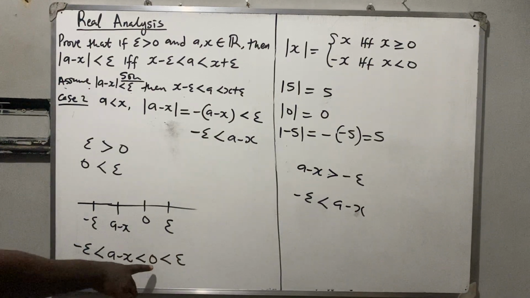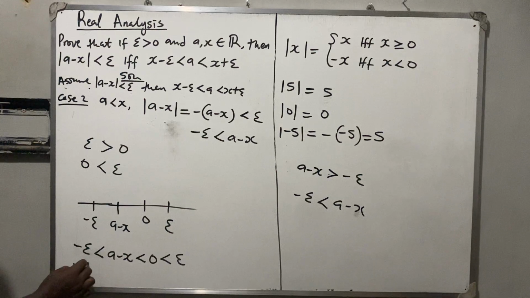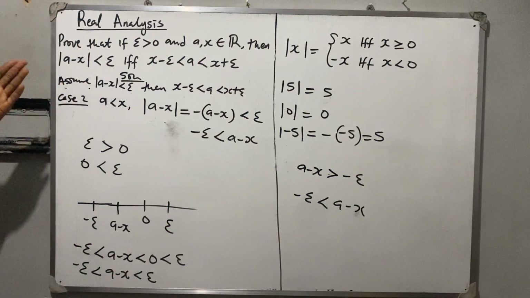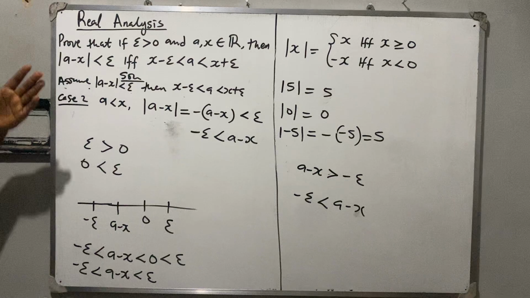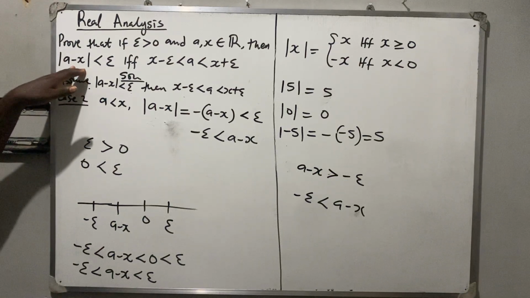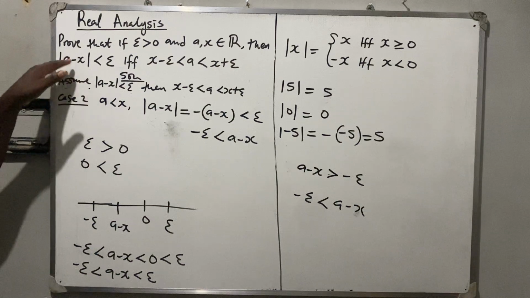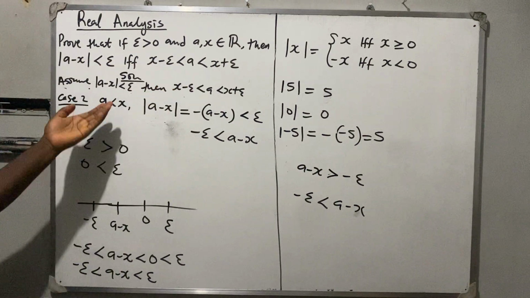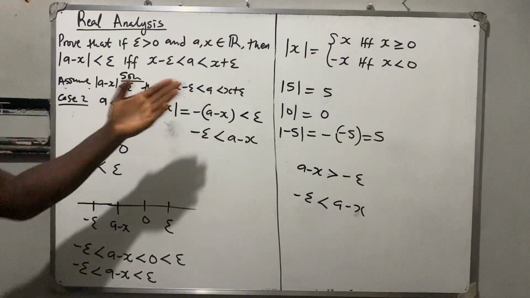Epsilon. So if I remove this now, I'm going to have that negative epsilon is less than a minus x, which is less than what? Epsilon. So you see that it is proved, if we assume that case 2 is true, because if you assume that the absolute value of this is less than epsilon, then if and only if this. So if we assume that this is true, then this is true.